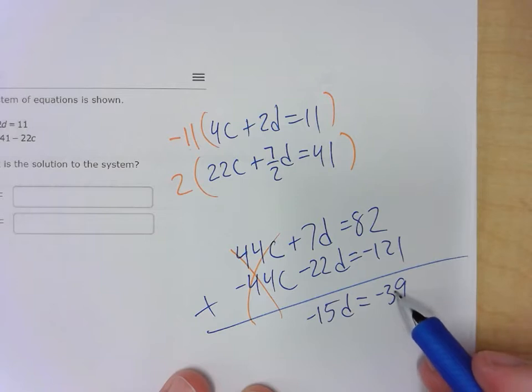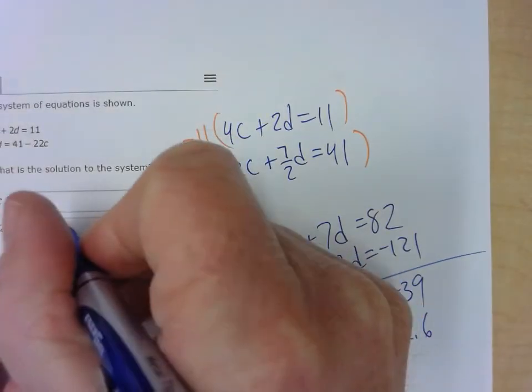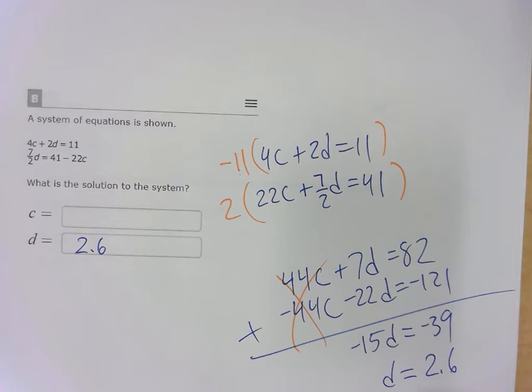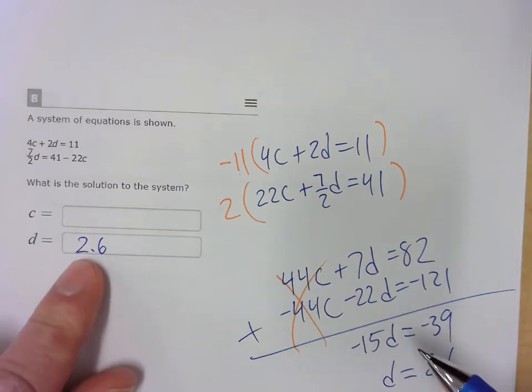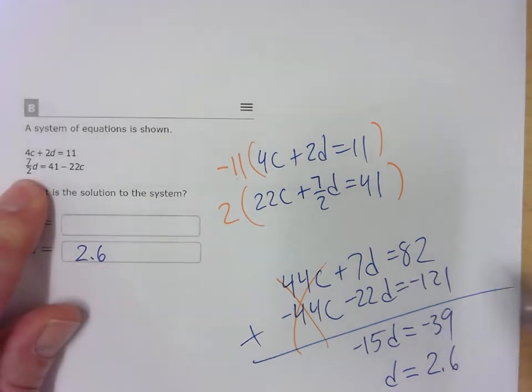Don't freak out. When I divide over the 15, I will get a decimal. It's positive 2 6/10. So that's d, so you got to type that into the little box. And then you have to back substitute. You got to put the 2.6 back in, and you can do that probably right here.